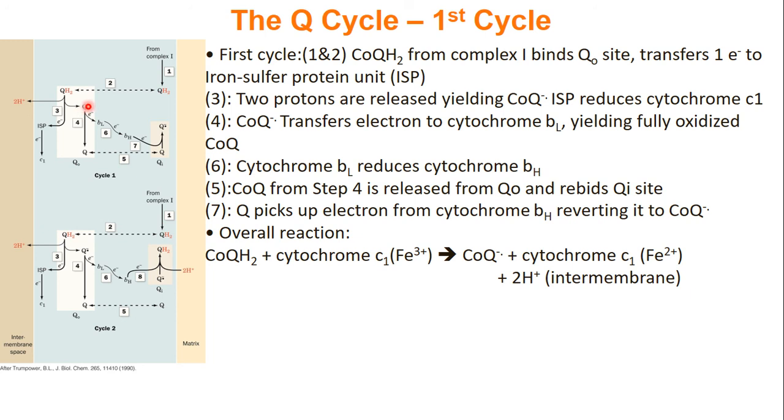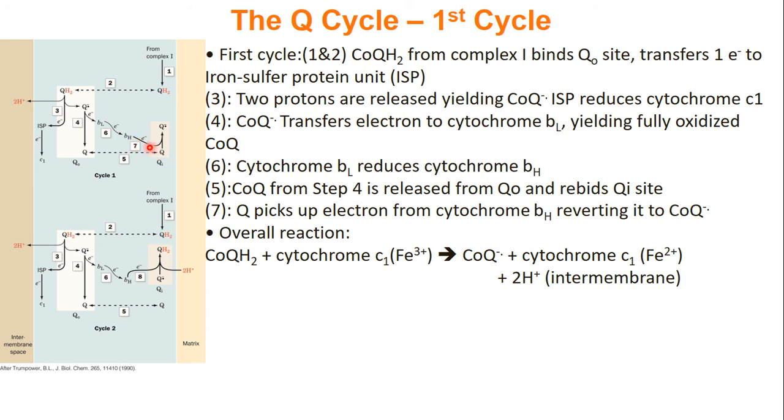Now, this extra electron will be passed to cytochrome BL, and then that electron will be passed to cytochrome BH. And this coenzyme Q, having lost its electron, will go back to the fully oxidized version of coenzyme Q. And once in its fully oxidized version, it will leave this QO binding site and move over to the QI binding site, where it will be on the end of the cytochrome to regain the electron it just gave away.